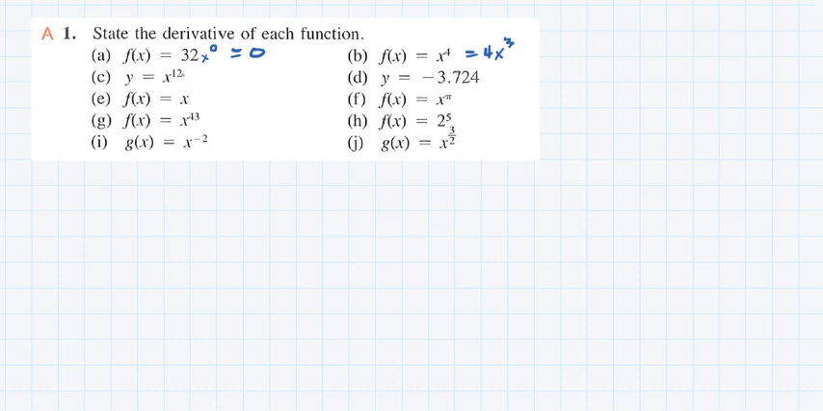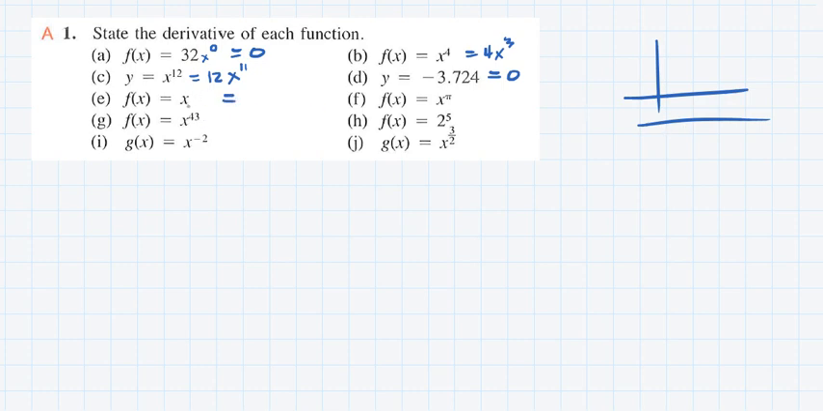Over here, power rule says that 12 comes down in front of the x. So the derivative is 12x to the 11. Constant, 0. Why is it a constant? Because there's no variable there. Straight line, right? y equals negative 3.724. It's a straight horizontal line right here. The derivative is always 0 because the tangent line always has a slope of 0.